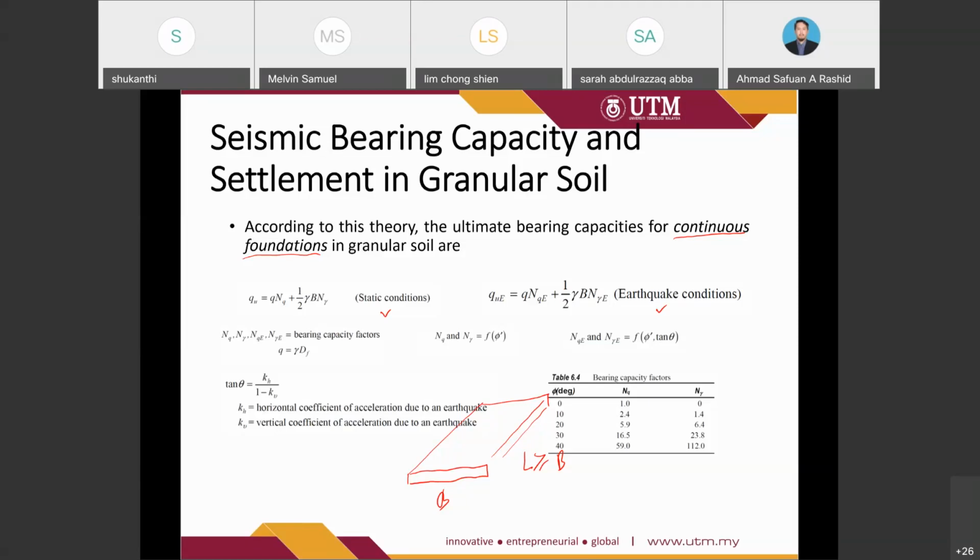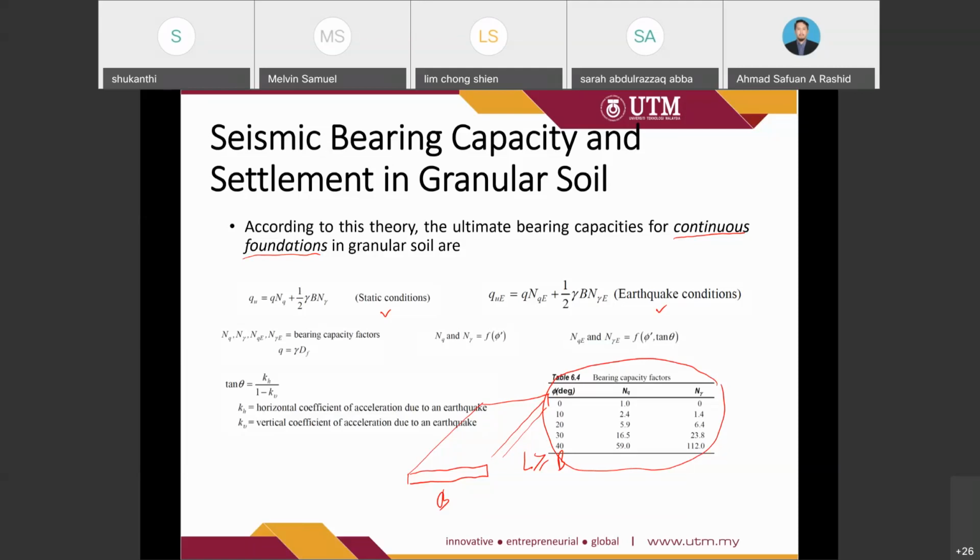So this is the common bearing capacity factor in table 6.4. You may use whatever approach, either from Terzaghi or Meyerhof, to determine the Nq and N gamma, but you need to be consistent. For example, if you use the Terzaghi formula, you need to use the Terzaghi bearing capacity factor. If you use the Meyerhof, you should use the Meyerhof bearing capacity factor.